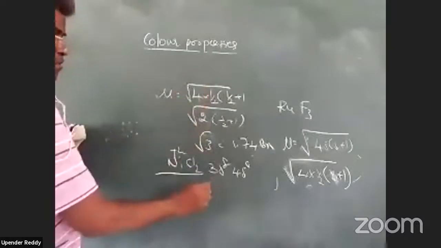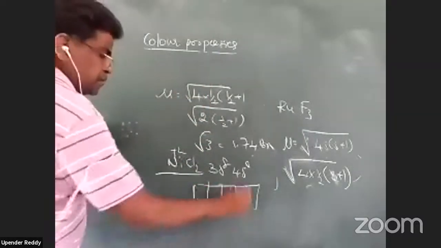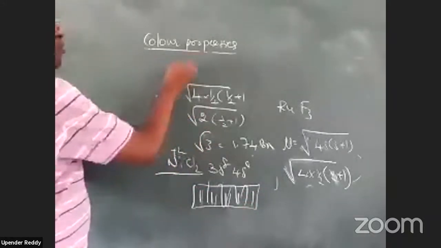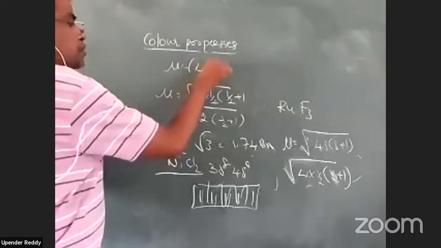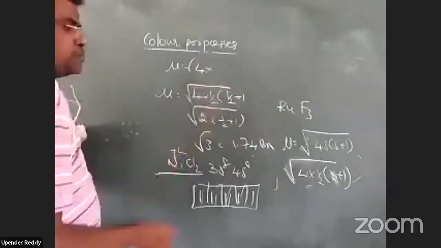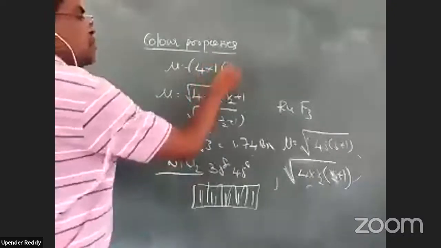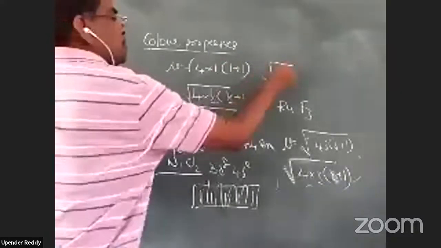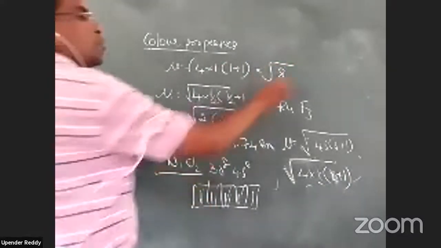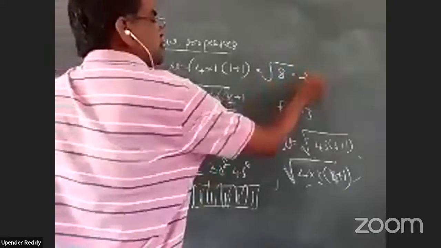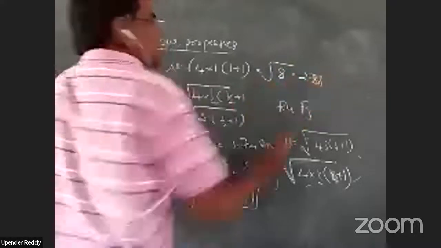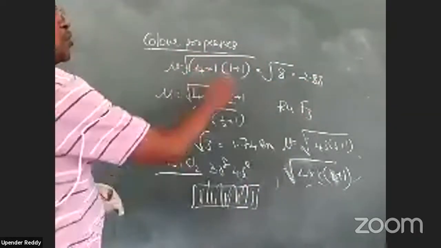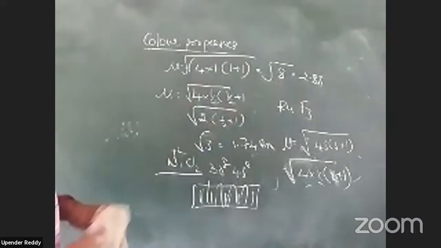Similarly nickel chloride: 3d8 4s0. 2 means 2 unpaired electrons. How is it 2 electrons? See here: 1 2 3 4 5 6 7 8, 2 electrons. Mu is equal to root of 4 into, sorry, s is equal to 1. 1 plus 1, 2, 4 into 2 is 8, root 8. Root 8 is equal to 2.8 Bohr magneton.